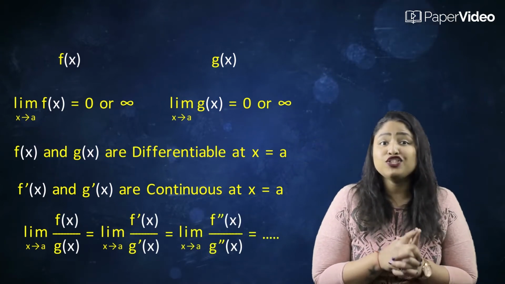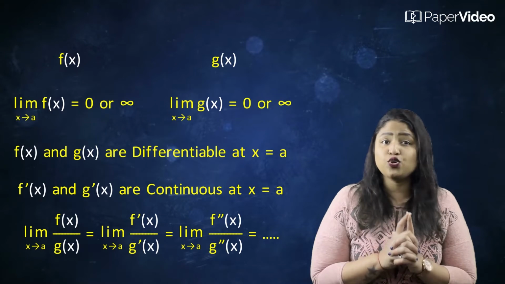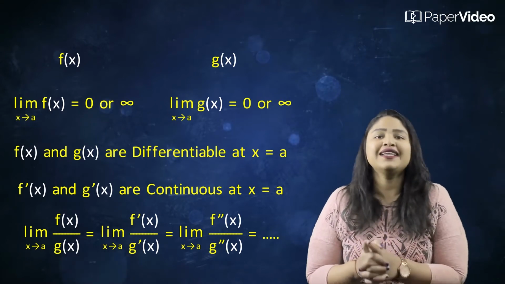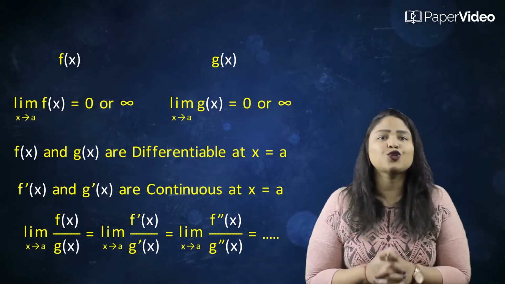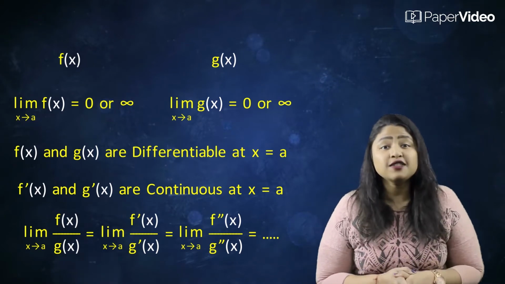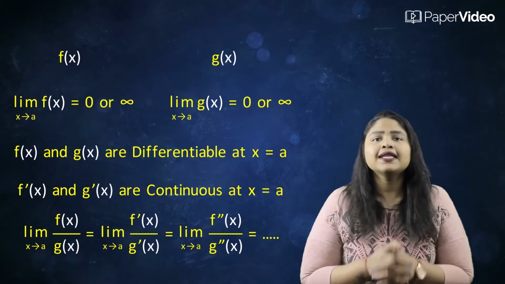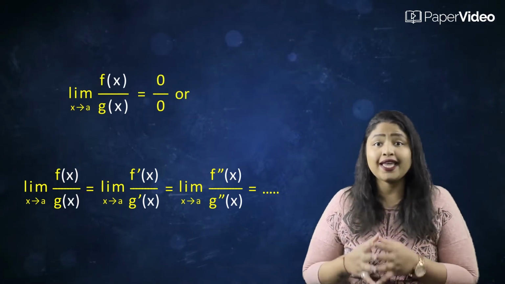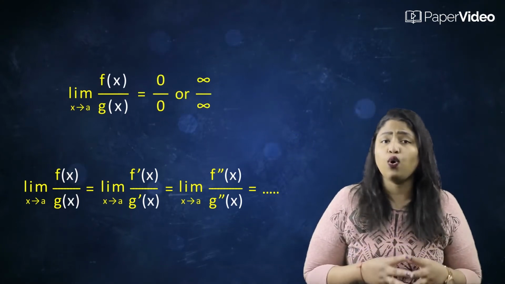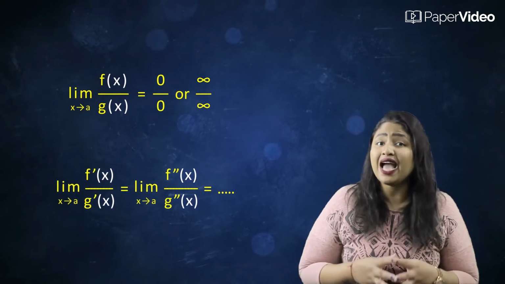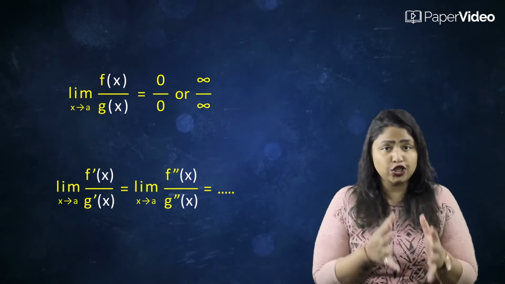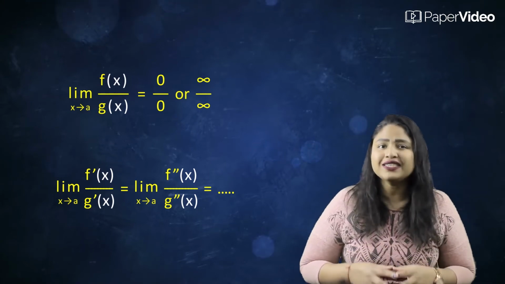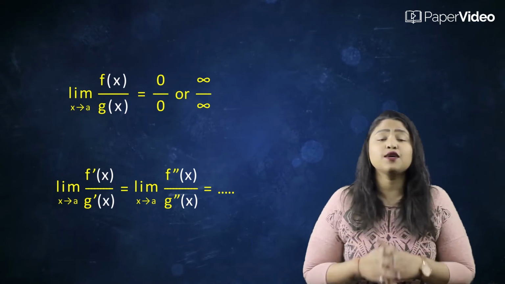f dash x upon g dash x as x approaches a equals limit of f double dash x upon g double dash x as x approaches a, and so on till the intermediate form vanishes. This means that limit of f of x upon g of x as x approaches a equals 0 upon 0 or infinity upon infinity can be solved by differentiating both numerator and denominator separately till the indeterminate form vanishes and then apply the limits x approaching a.